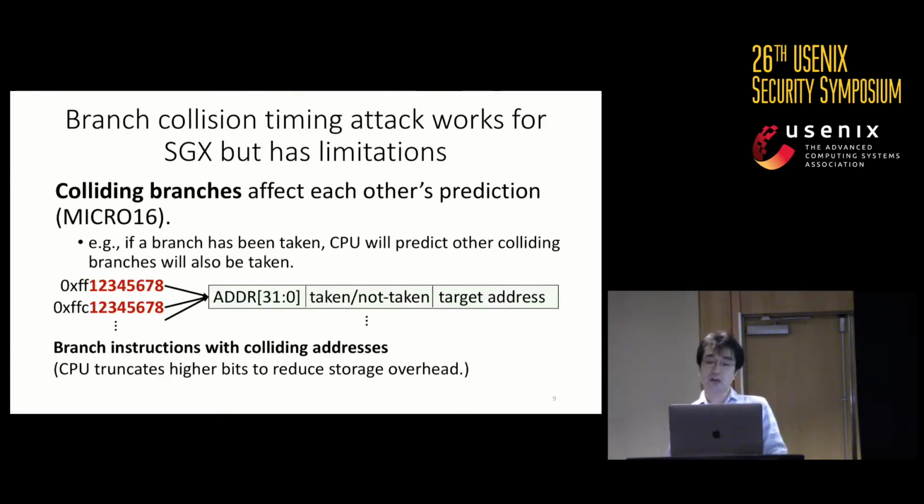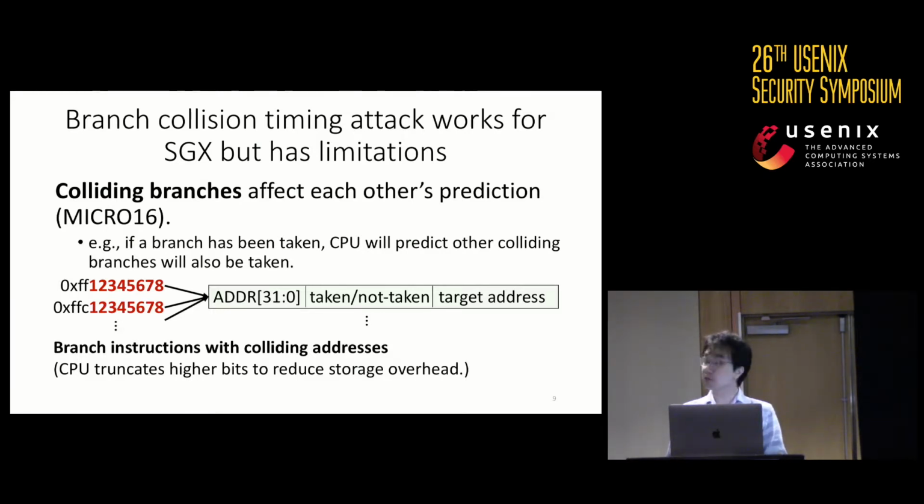However, a recent work has found that colliding branch instructions that share the same lower bit addresses affect each other's prediction result. This is because their histories are stored in the same hardware entry to reduce some storage overhead. For example, branch instructions located at FF 1, 2, 3, 4, 5, 6, 7, 8 and FFC 1, 2, 3, 4, 5, 6, 7, 8 will share the same hardware entry for storing branch history.